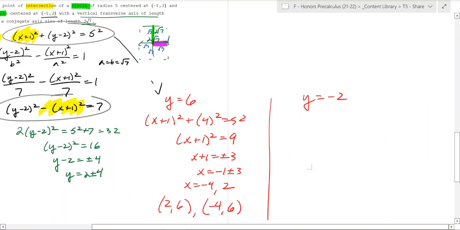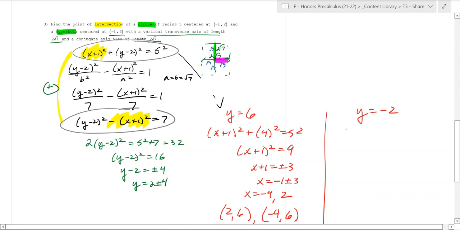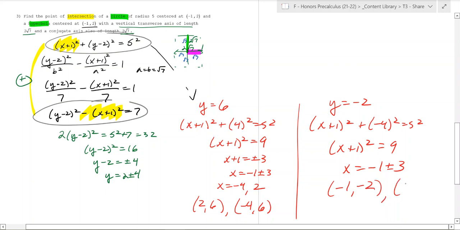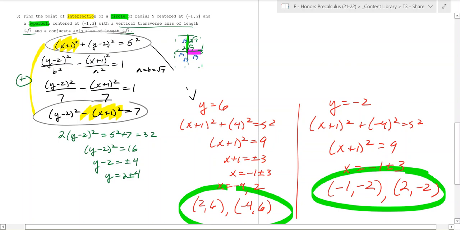Over here you plug in negative 2 for y, and you end up with (x + 1)² plus (-2 - 2)², which is (-4)², equals 5². That's still 16, and subtracting it from 25, you get (x + 1)² again equals 9. So x again equals negative 1 plus or minus 3. This time you end up with (-4, -2) and the other one, plus 3, is (2, -2). So in this case there are two answers there, and there are 4 answers total. So be careful.